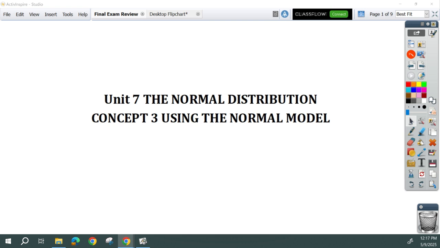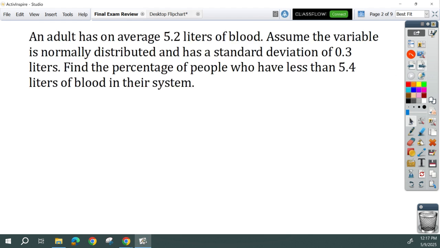Hey, all, here I'm going to review how we use the normal model in order to find probabilities of certain measurements happening. So I'm going to do the first problem from our 7.3 lesson, if you have that still, or if you can go find that on Canvas, or you can just access it right here, where we talked about the liters of blood in an adult body. And so we should always document what it is we're given.